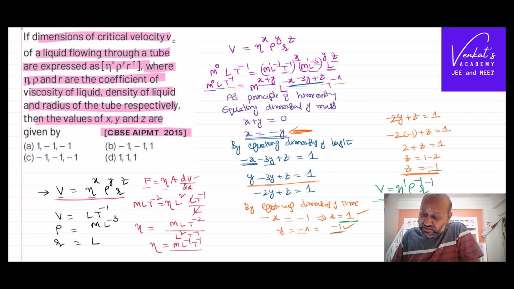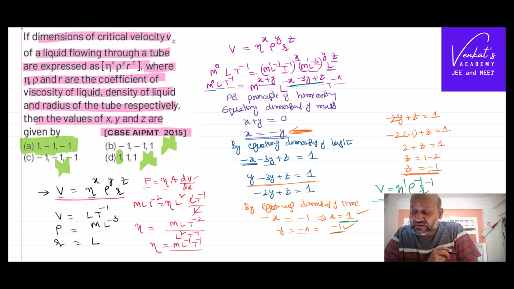If you look at the options, x equal to 1 is there in option A and D. So definitely B and C are wrong. Y equal to minus 1 is there only in option A. In option B, it is plus 1, so that's also wrong. And of course, z equal to minus 1 is there here. So option A is satisfying whatever answers we have got. That's how we are supposed to get the answer.